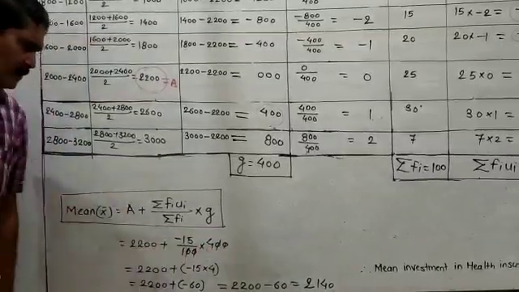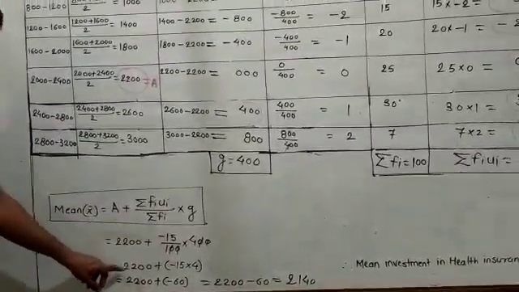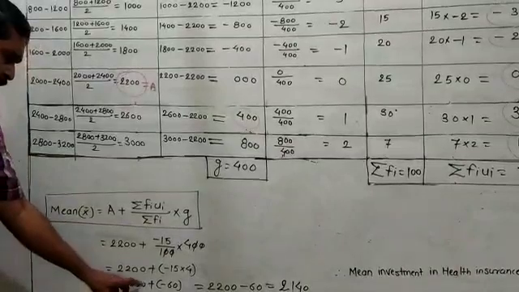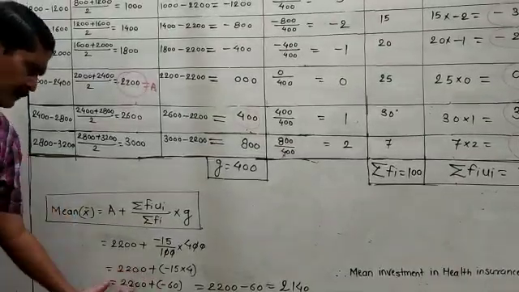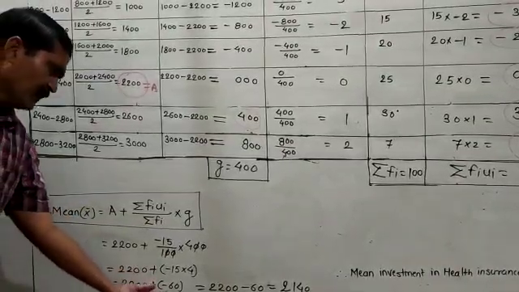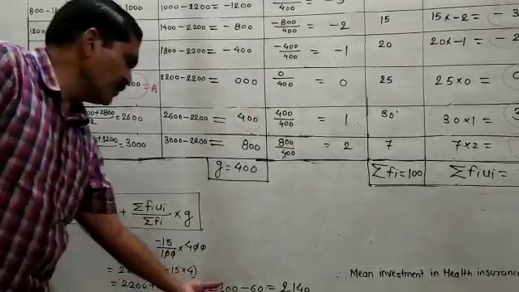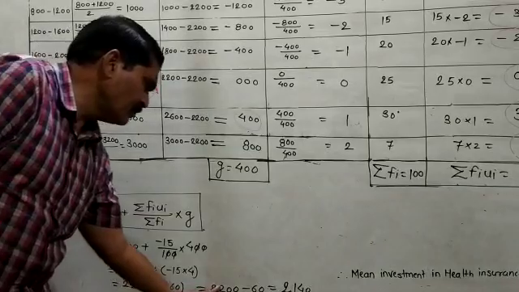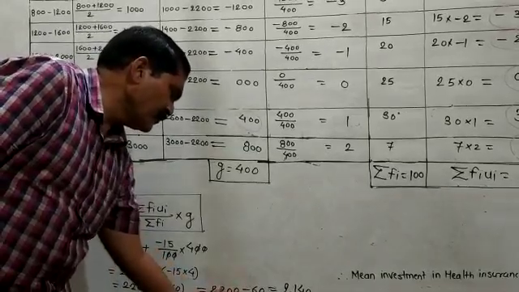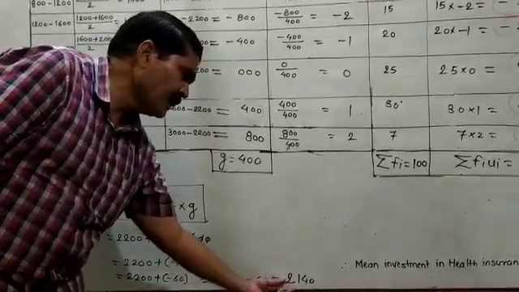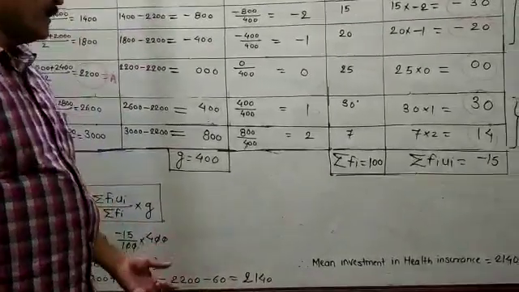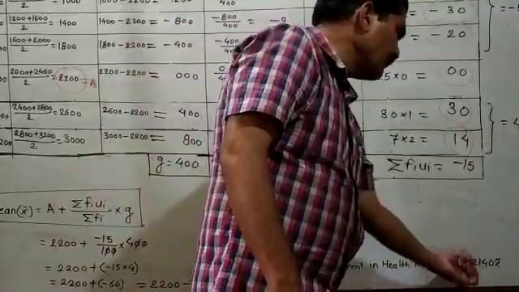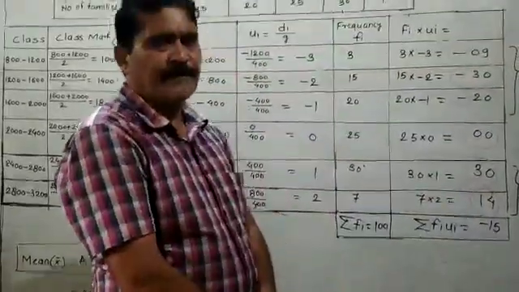You have to strike off the zeros, so 2200 plus minus 15 multiplied by 4. This is 2200 plus minus 60, not 600, this one is 60. 2200 minus 60. If you do the subtraction, the answer will come 2140. From that you have to say that the mean investment in health insurance is equal to 2140 rupees.